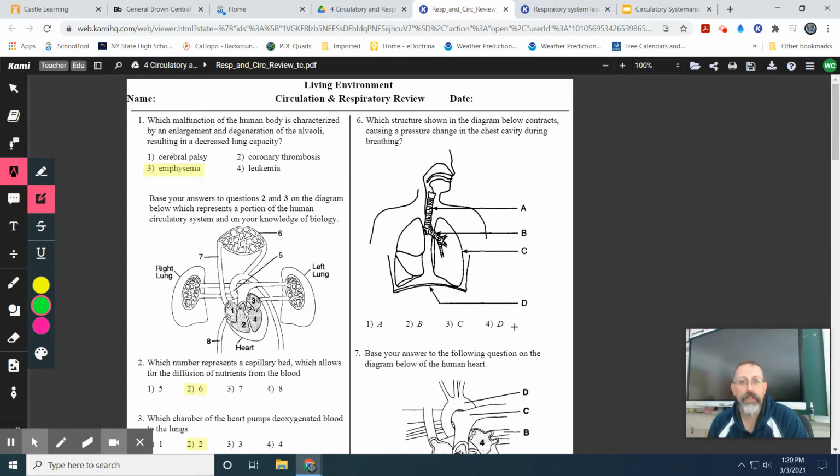Hi, everybody. Let's go over a little bit of homework. You have your test coming up on Friday on the circulatory and respiratory system, and you have this review sheet. You also have the worksheet on the respiratory system, labeling it, at least my class does.